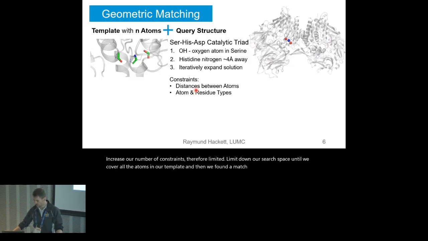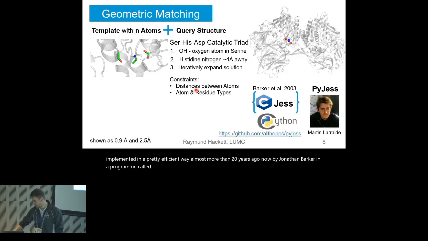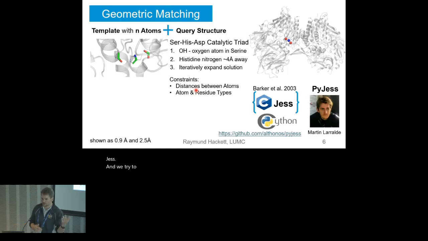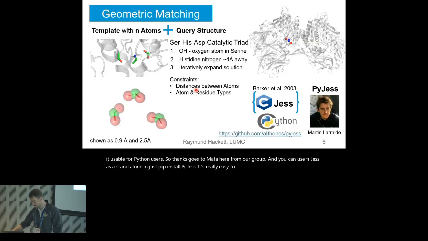So computationally, this was implemented in a pretty efficient way, almost more than 20 years ago now, by Jonathan Barker in a program called JESS. And we tried to bring JESS into the modern age by wrapping it in Python and to make it usable for Python users. So thanks goes to Martin here from our group. And you can use PyJess as a standalone in just pip install PyJess. It's really easy to use.